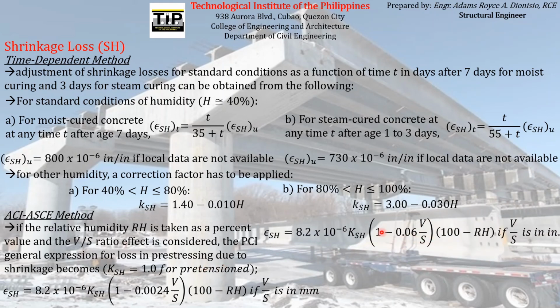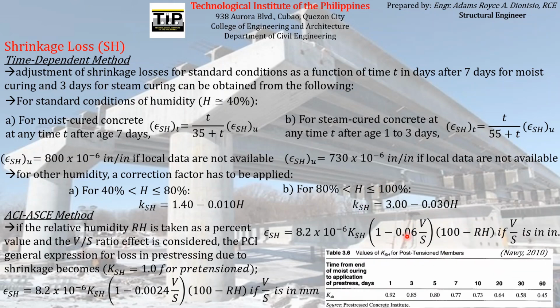And you can also use this formula if the V over S is expressed in inches. If the V over S, the volume over surface ratio, is expressed in terms of mm, you have to use this formula. This is actually for the case of SI units. And for the case of US customary units, you can use this formula here.